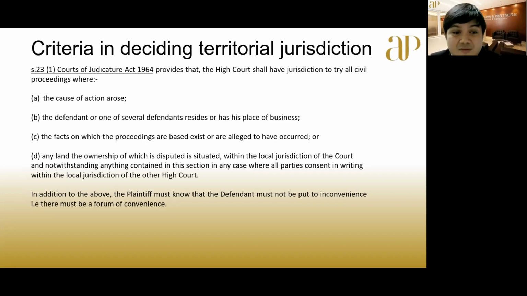Where does he live? Okay, this is another important one: where the land, the ownership of which is in dispute, is situated. So where there's a land dispute, for example in Shah Alam, or PJ, or Kuala Lumpur, whatever it may be, you can sue based on where the land is. And most importantly, in addition to the above, the plaintiff must know that the defendant must not be put to inconvenience. There must be a form of convenience. What does this mean? Basically, you have to sue the defendant based on where he lives and not where you live. It's not on your convenience. You have to put the defendant's convenience as priority compared to yours.